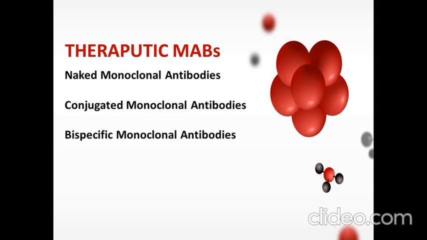The third one is bispecific monoclonal antibodies. These drugs are made up of parts of two different monoclonal antibodies, and they can attach to different proteins at the same time. An example is the blinatumomab monoclonal antibody, which is used to treat some types of leukemia.